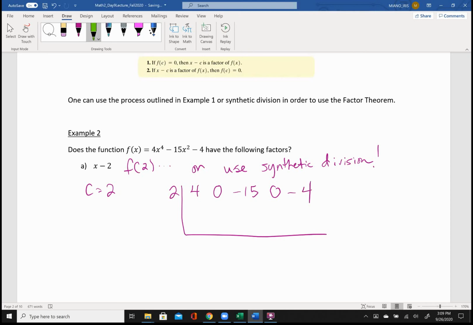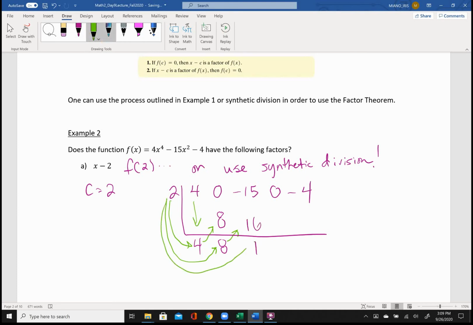The first thing that you'll do in this process is drop down the first number in the house and have it plop right outside the house. Then you're going to multiply the c value out in front with the 4 that got dropped down, or whatever number comes down here, and put the product directly under your 0, so that'll be an 8. Then you add the 0 to the 8 and you get 8. Multiply the 2 with the 8 again, and you're going to get 16 in this position. -15 plus 16 gives you a 1.